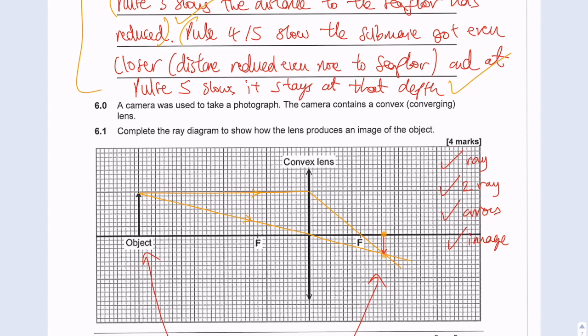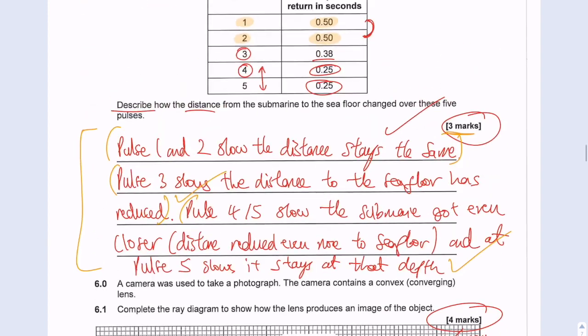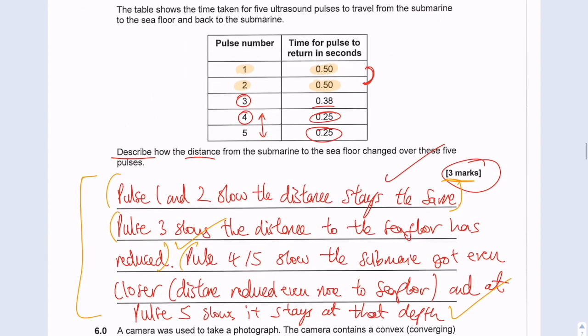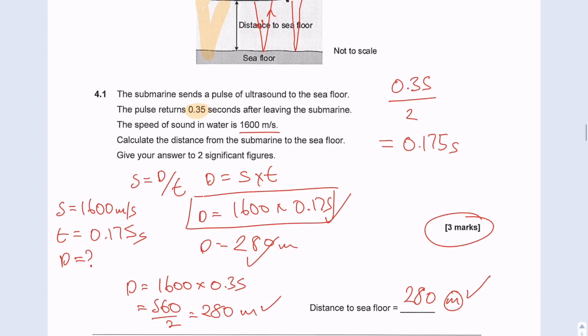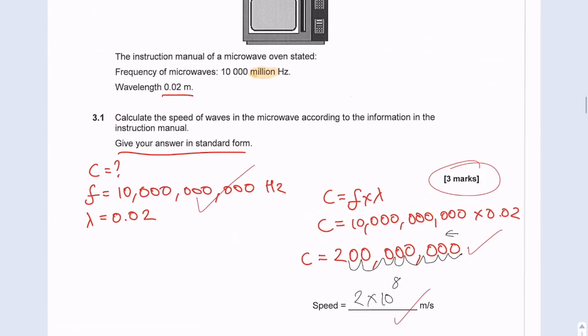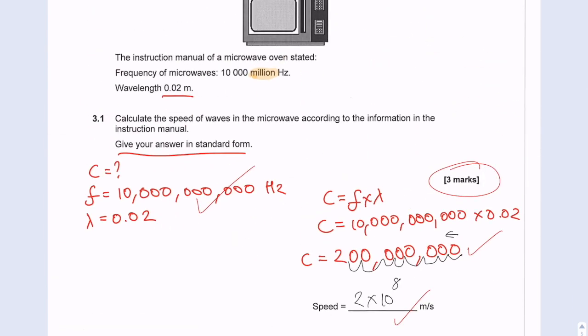This one should be nice and easy for everyone. 4 easy marks to gain. You just got to learn your ray diagrams, figure out how to do them. This was a bit more tricky for people. And this one was pretty well done. This was the issue as well, which comes standard form. So keep an eye on that.